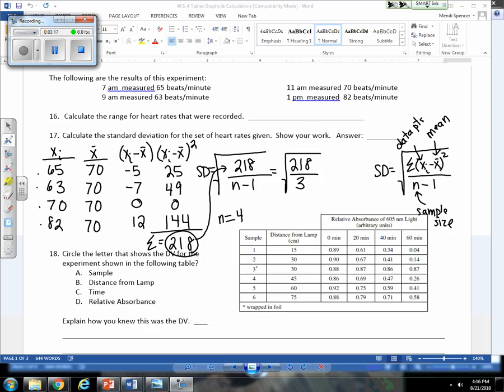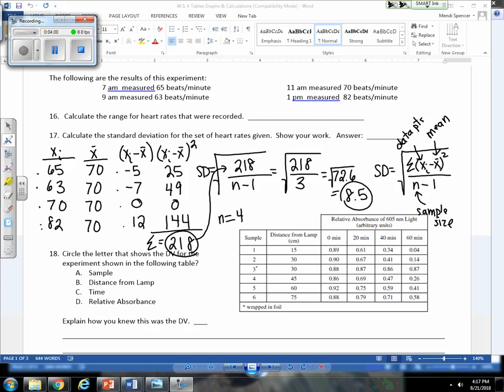That equals 72.6. But I haven't square rooted it yet. I just took 218 divided by 3 and hit enter to get 72.6, and from there you hit your square root sign and that equals 8.5. So basically what that means is the standard deviation is 8.5. That means that on average these data points are about 8.5 off from 70, off from the mean.